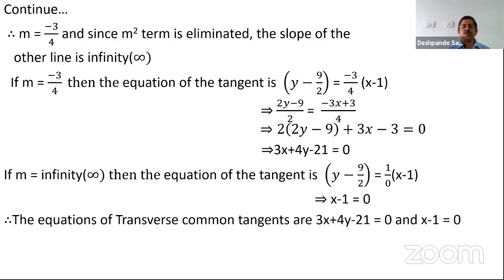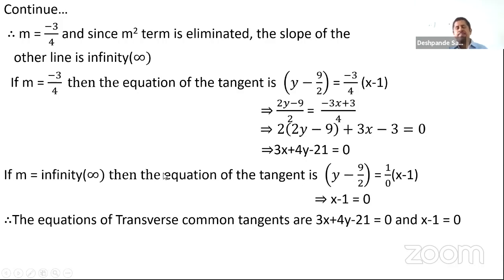So the equation of the transverse pair of common tangents is given as 3x plus 4y minus 21 is equal to 0 and x minus 1 is equal to 0. So almost all the procedure remains the same. Only at this point you have to take a decision, because you have got only a single value of m, and the second value of m is required. Since the m square term is missing, the slope of the other line will be infinity. Just go back to your first year concepts 1b, and you will come to know about this. Okay, so you have got a pair of common tangents given like this.